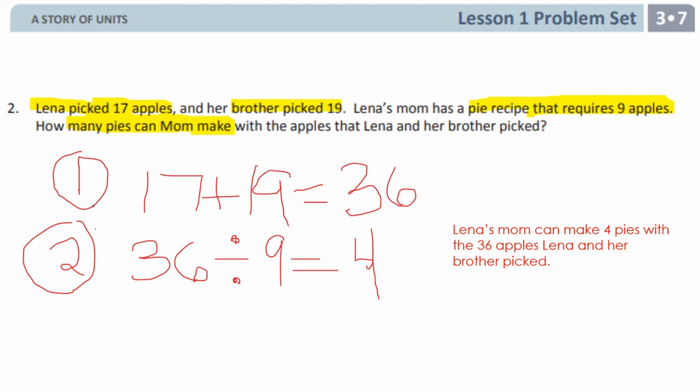So I did 17 plus 19 to get 36 because if you remember, I said we were going to somewhere need to divide. And to be able to divide by 9, I would need to have a total to divide. So I added 17 plus 19, got 36. Then I did 36 divided by 9, which equals 4. Then I wrote my sentence. Lena's mom can make 4 pies with the 36 apples that Lena and her brother picked. So let's keep going.